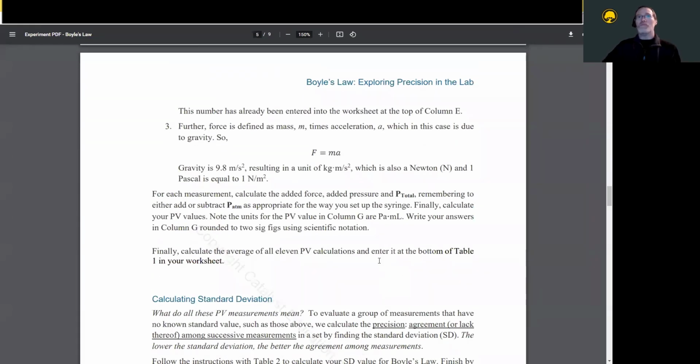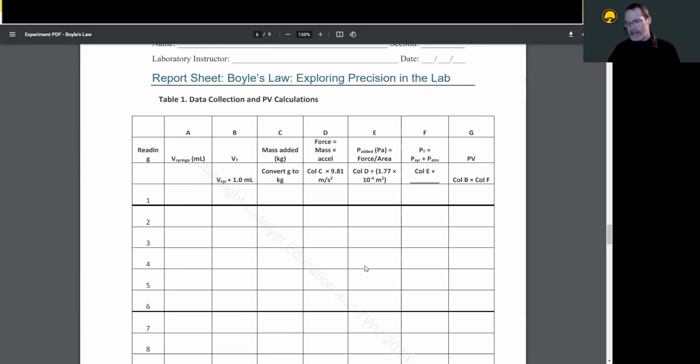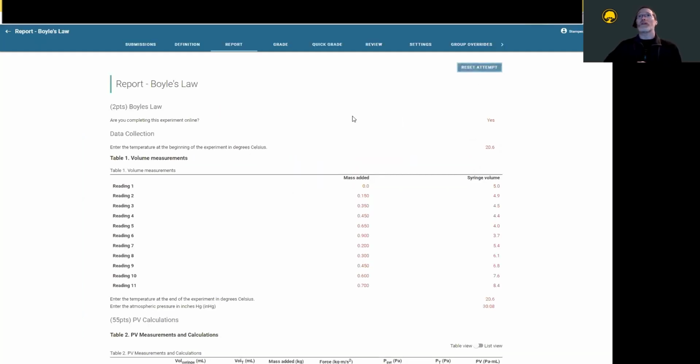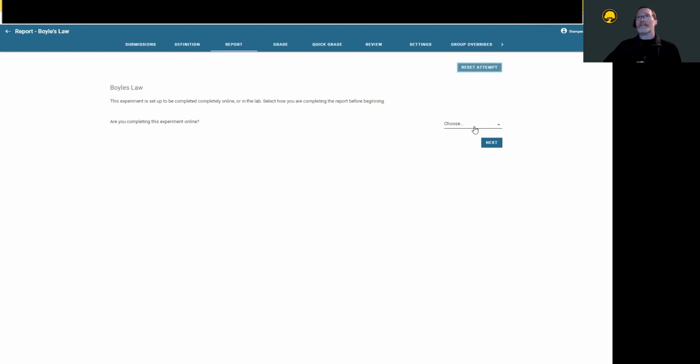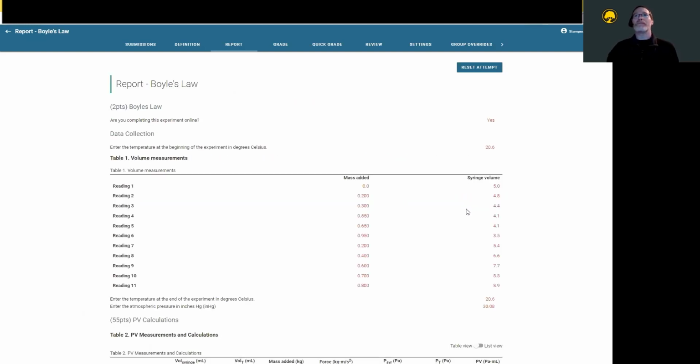So what do we do with all this? Well, here's our table. I'm going to show you what my sample lab looks like in a minute, but here's the table. The table in the lab report doesn't have all this helpful information on it. Actually, I'll just show it to you now. When you go into this, it's going to ask if you're completing it online. You are, and you have to get some sample data here. So you'll click yes and confirm.